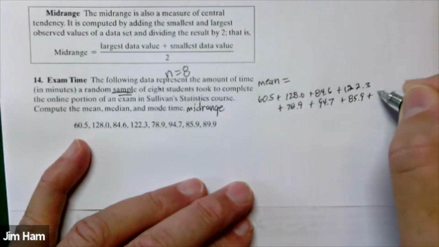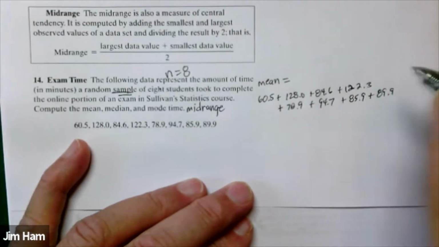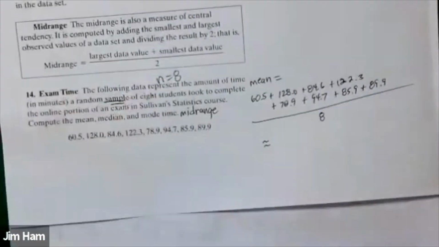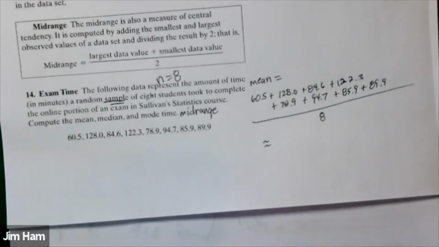You can imagine what calculating this by hand would be like if we had a data set of like 700 data values. It would just be a mess. And so that's why we use technology a lot of the time to do this. Anybody calculate that?